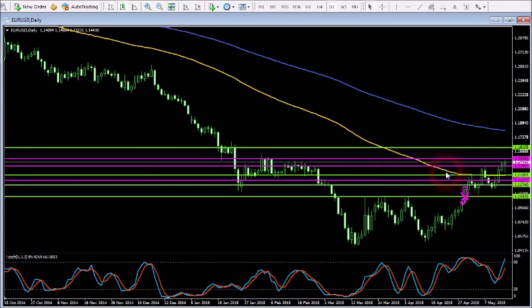So as you can see, the next target when this resistance was broken was this moving average here, which is an SMA 50 or moving average 99, it doesn't matter. So I had a line placed up there, and I took advantage of this level.